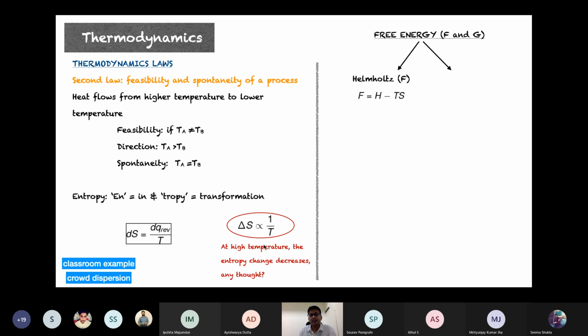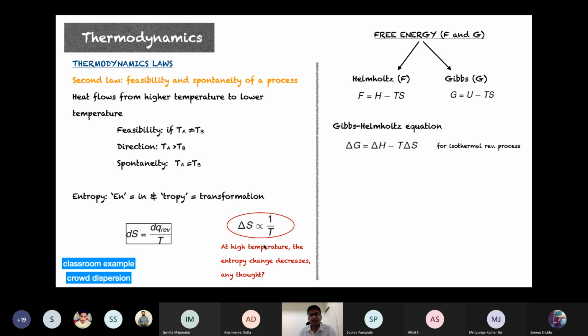The Helmholtz free energy, which people write as F or A, is defined as internal energy minus Ts, temperature and entropy. But the Gibbs free energy, which is a function of temperature and pressure, can be written as G equal to enthalpy minus temperature and entropy.